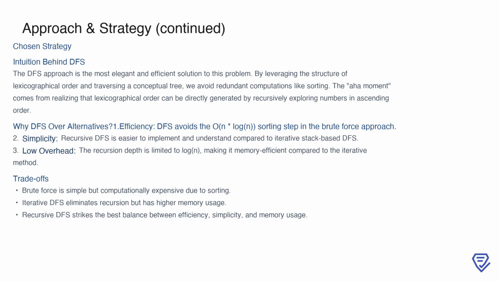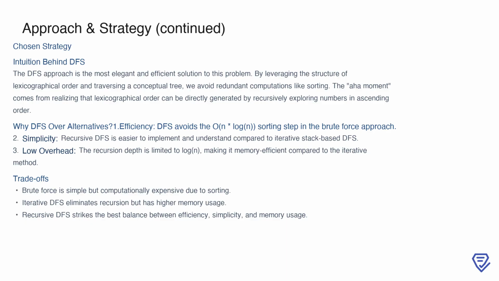Compared to the other methods, DFS offers several advantages. It is more efficient than brute force, as it eliminates the O(n log n) sorting step. It is also simpler to implement and understand than the iterative stack-based DFS, while maintaining lower memory overhead, with a recursion depth limited to log n. While brute force is straightforward, it quickly becomes computationally expensive for larger inputs. On the other hand, the iterative DFS requires more memory due to the size of the stack. Recursive DFS strikes the best balance, offering efficiency, simplicity, and minimal space requirements, making it the most practical choice for this problem.